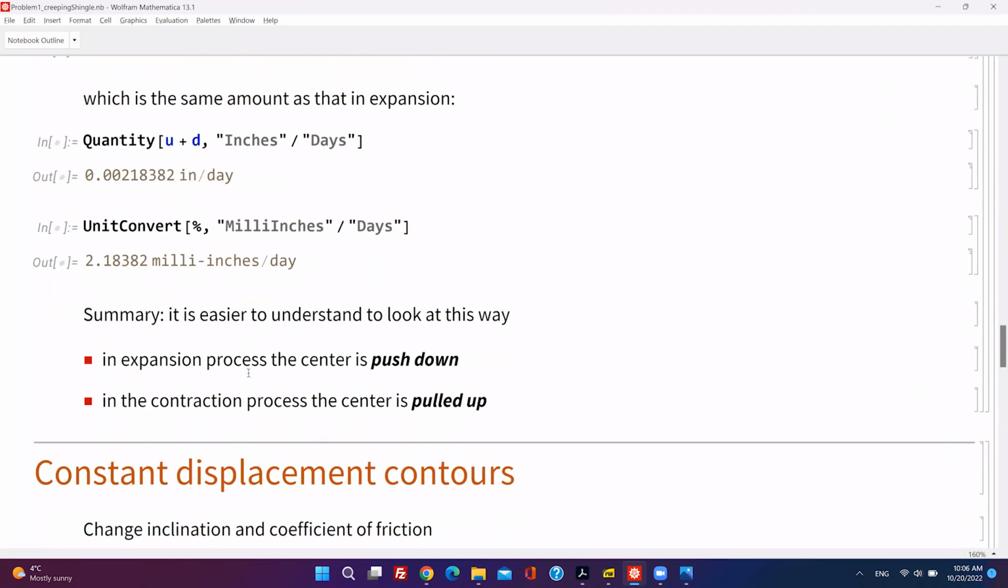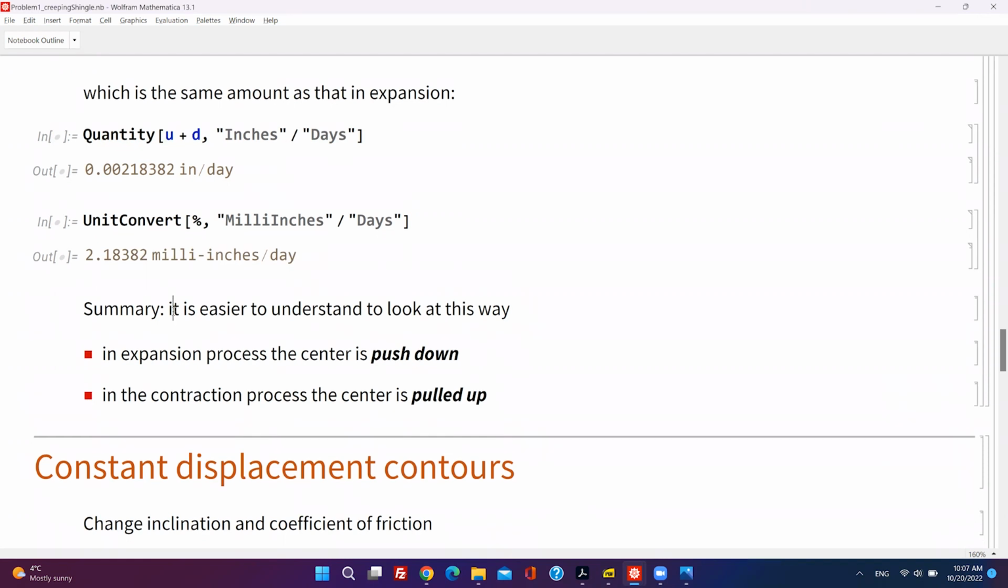And in short, we can say that in the expansion process, because the fixed point is somewhere above the center point, the center point is actually pushed down. And in the contraction process, because the fixed point is somewhere below the midpoint, it pulls the center of the shingle downward. So eventually, all the displacement that you have is just a summation of these two displacements. And you add them up to give you a result of about 2 milli-inches every day it goes through the thermal cycle, okay?